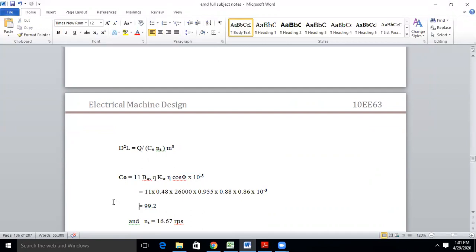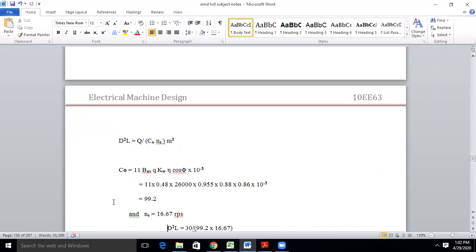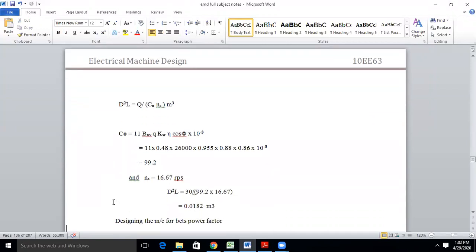Now Ns, that is the speed of the particular motor in terms of revolutions per second, is 16.67 RPS. So now in this case, you can put the D square L value. D square L is 30 divided by 99.2 into 16.67. This is the value for D square L.